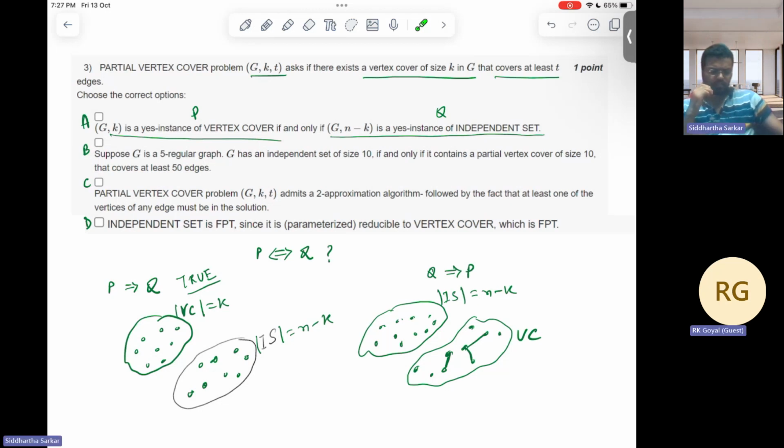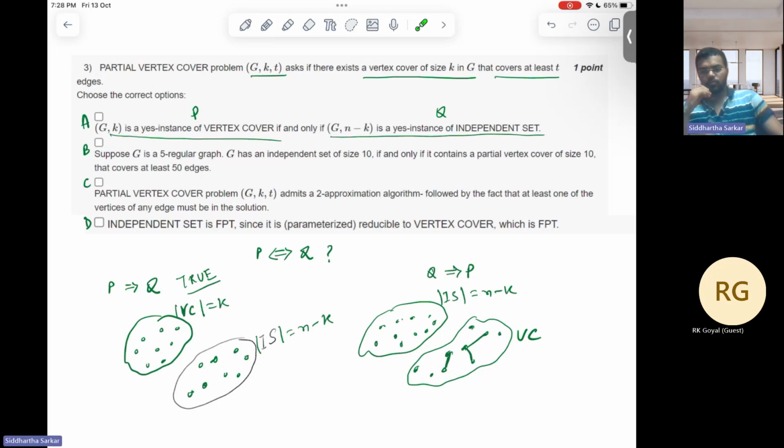Right. So in the partial vertex cover problem, you are just targeting some portion, let us say t number of edges. So somebody has told you that, okay, I don't want you to cover all the edges. You just cover t edges, some 10% of edges, let us say. Then what is the minimum number of vertices that you will need? So this problem is a generalization of the vertex cover problem.